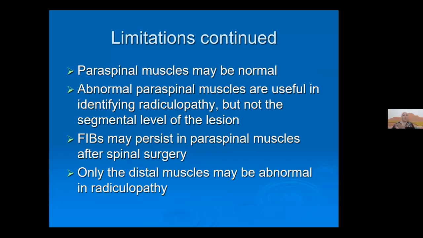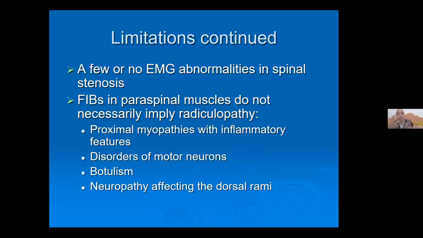Sometimes only the distal muscles may be abnormal in radiculopathy. I said before, we have to test proximally and distally for the same myotome. And if distally is more affected, I will suspect I'm not having a radiculopathy. I'm rather having another diagnosis. But in this case, I have a radiculopathy with distal muscle involvement mainly. These are limitations, these are pitfalls, abnormally encountered conditions.